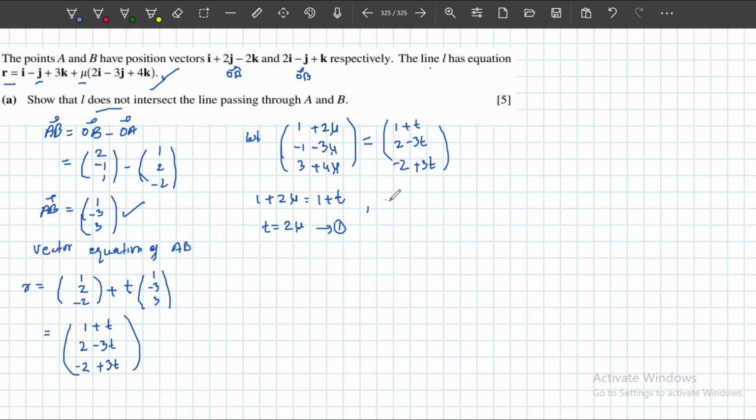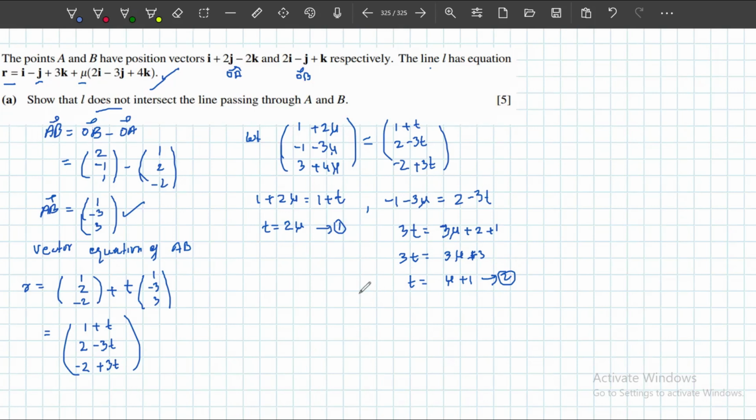Second parametric equation: we can say that minus 1 minus 3 mu is equal to 2 minus 3t. From here, if we try to find the t value, bring 3t from right to left, it becomes plus 3t. And this 3 mu we can take to the other side, so it is plus, and this becomes plus 1. That means 3t is equal to 3 mu plus 3. If you take 3 common from both sides, it becomes t is equal to mu plus 1. So this is equation 2.